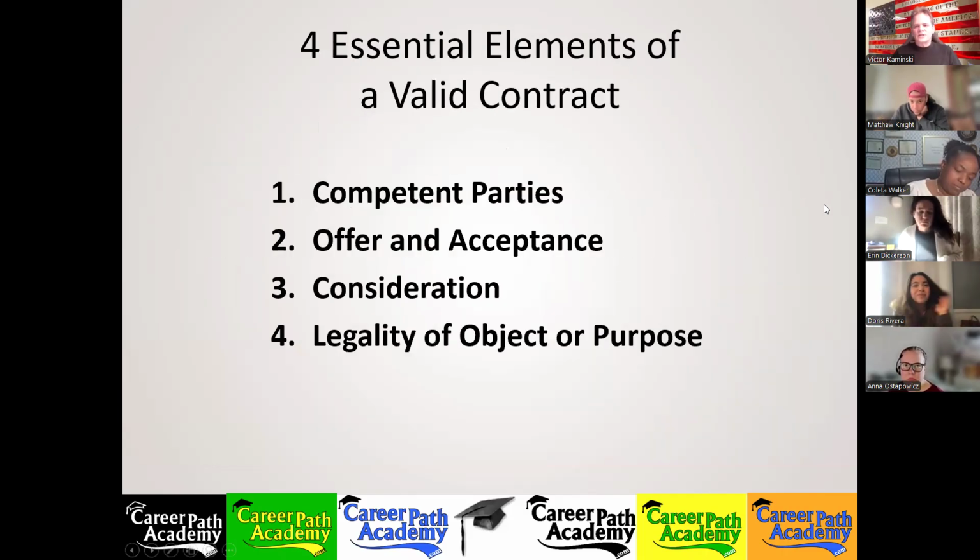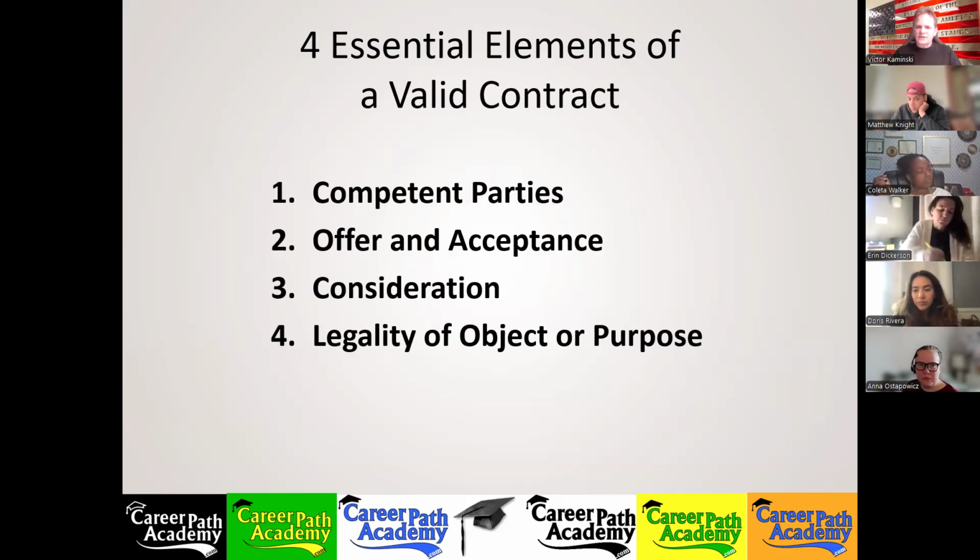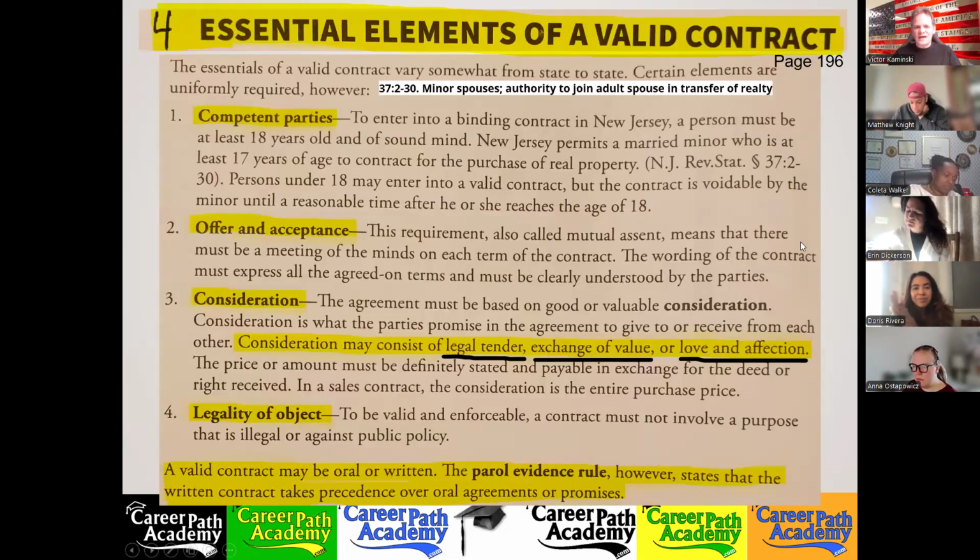Okay, so the four essential elements of a valid contract are competent parties, offer and acceptance, consideration, and legality of the object or purpose. I put this in a slide all on its own because on its own, you need to know this. Okay, what are the four essential elements to a valid contract? Sounds like it could be an exam question. So we're going to go over each one of those now.